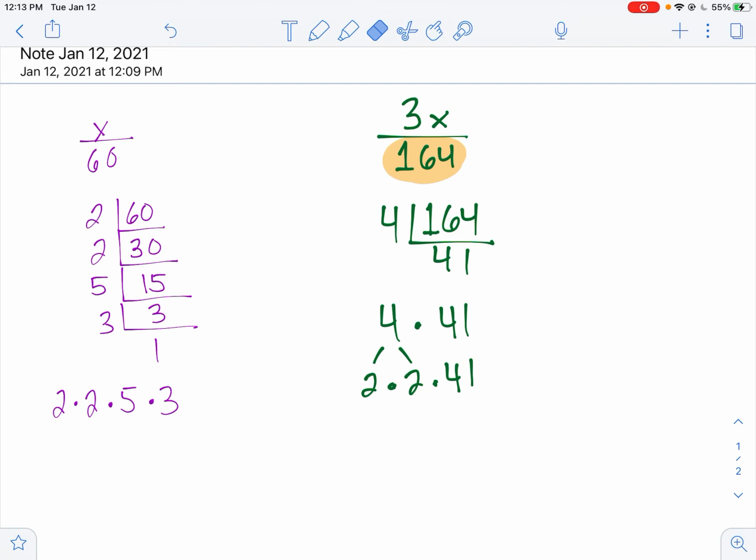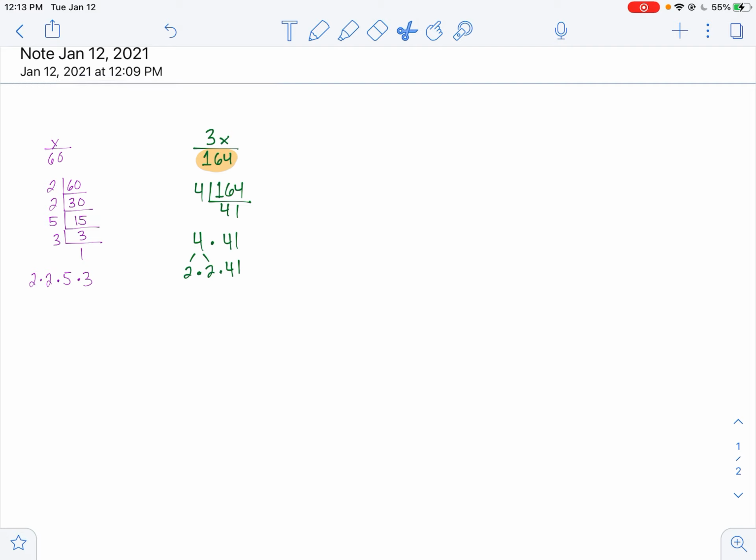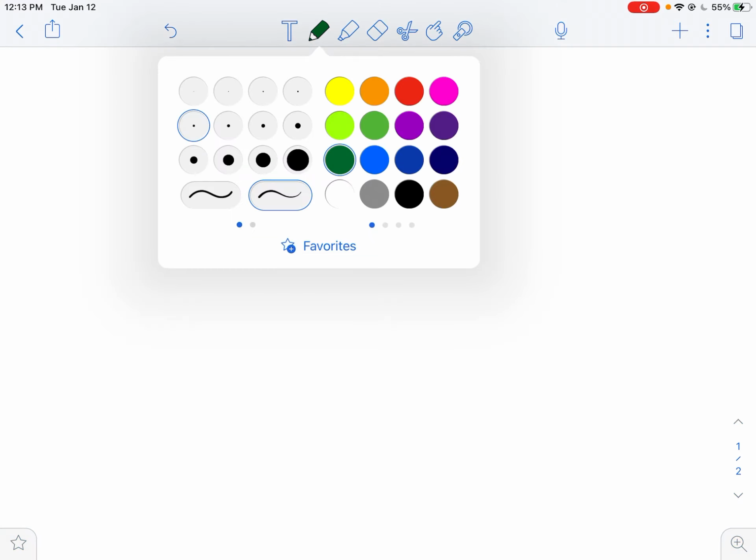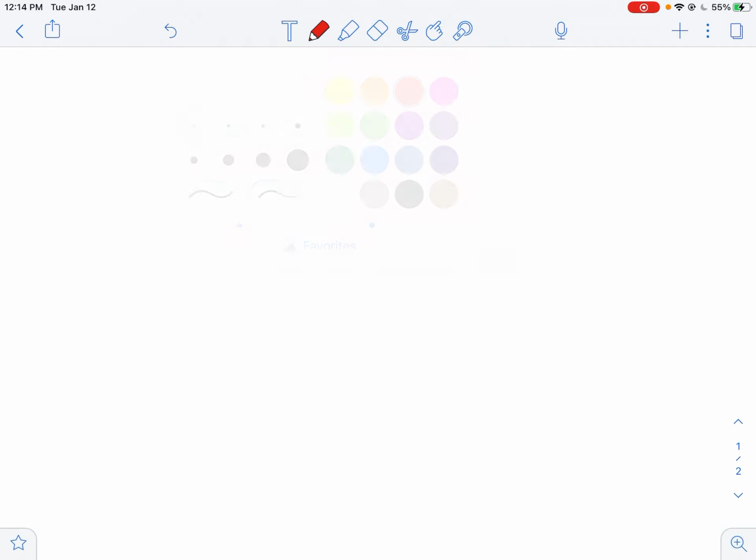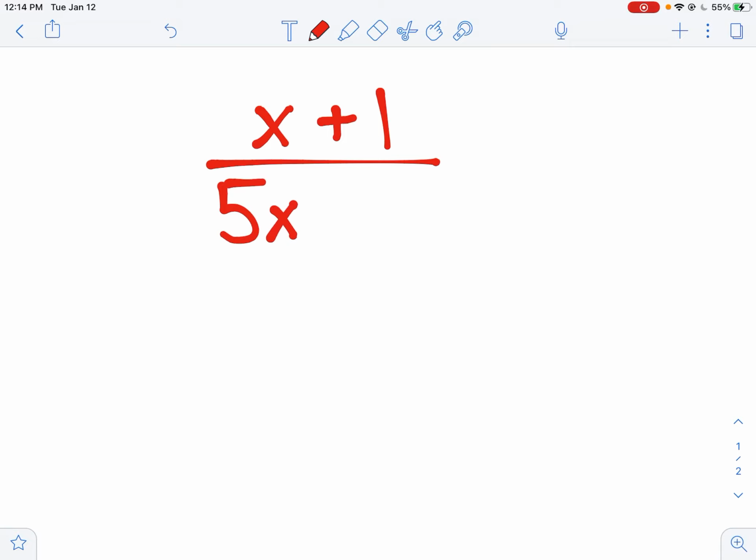Now, what trips some people up is when they're doing polynomials, so trying to find the greatest common factor of a polynomial. So say I have one that looks like this. All right, I'm just going to make one up. I'll do x plus 1 over, say down here I'll have 5x to the third minus, we'll say, 35x.